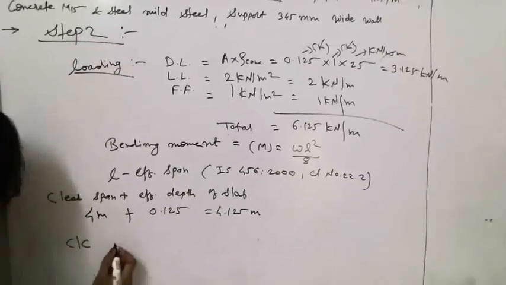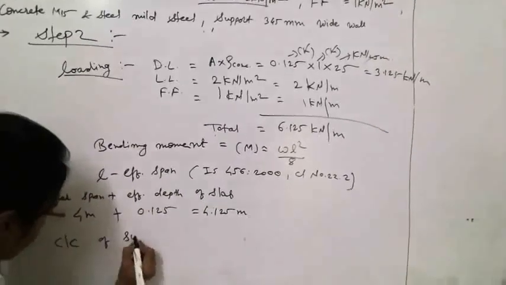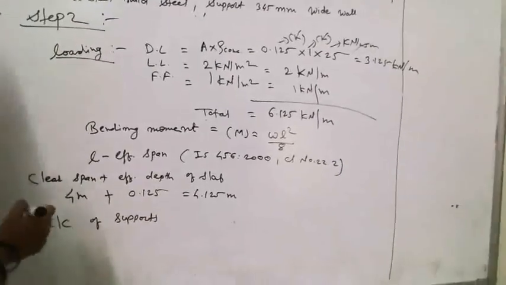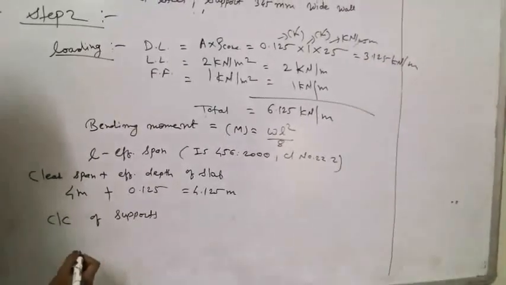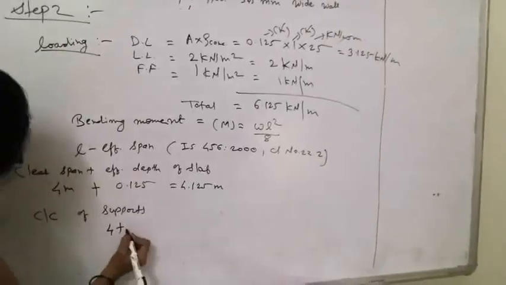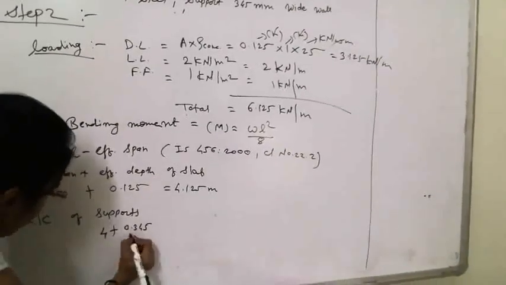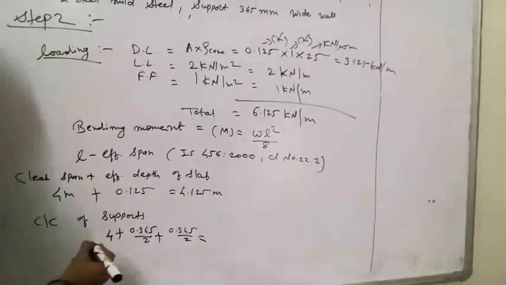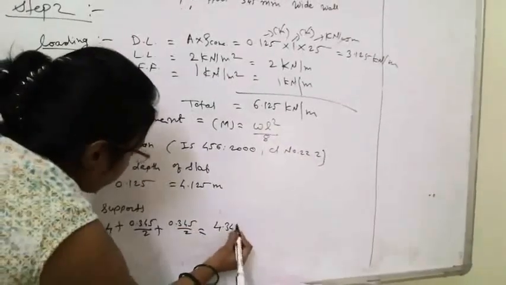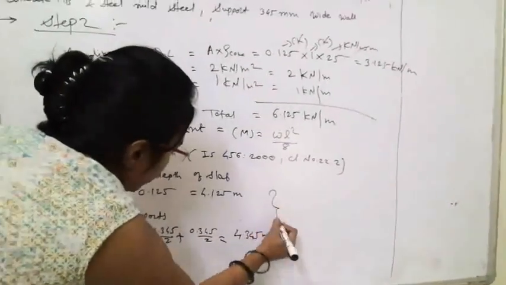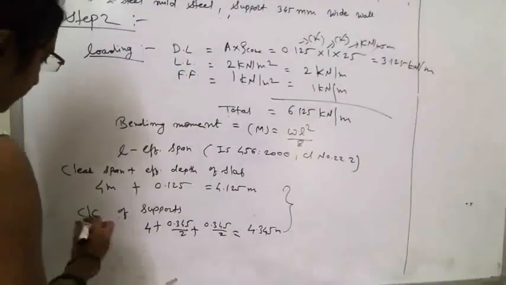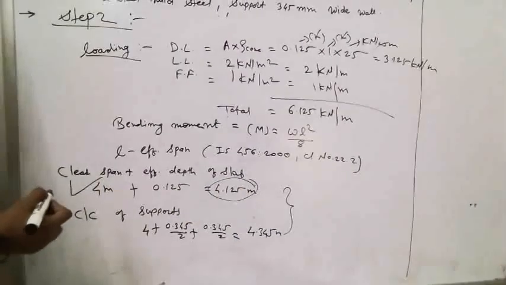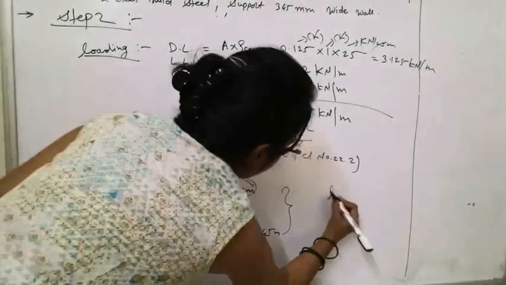And center to center of supports. We have already seen one diagram, the first diagram. Four plus 0.345 by 2 plus 0.345 by 2. The value we get is 4.345. We have to take the lesser value between these two. The lesser value is 4.125. Therefore, we get L equal to 4.125.